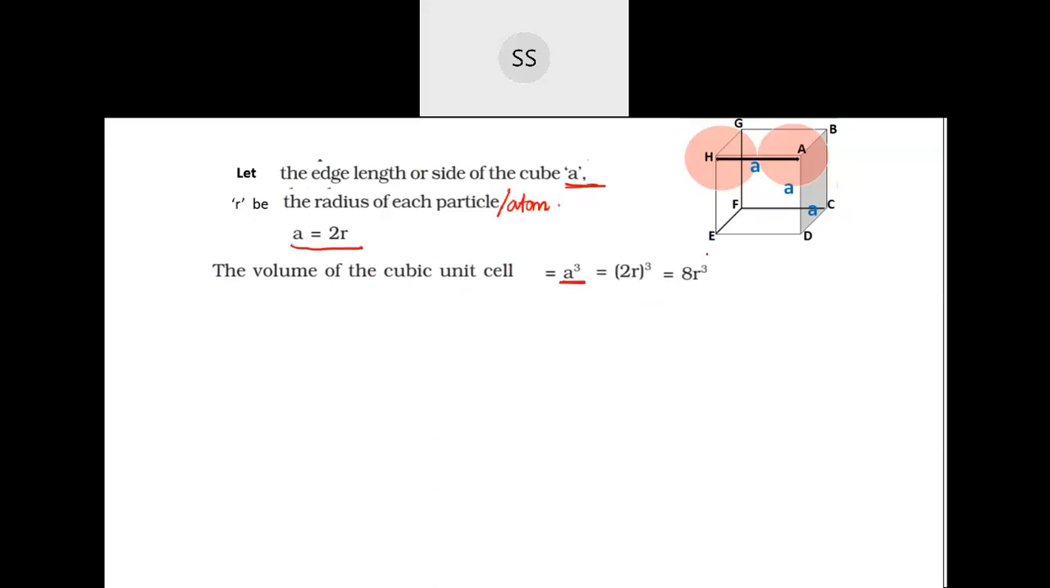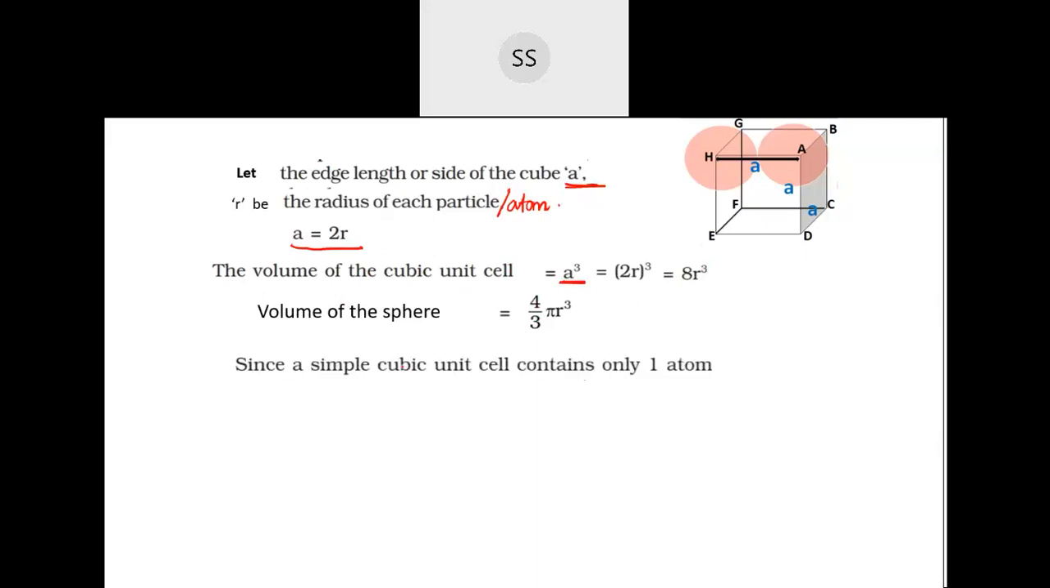Next thing is to calculate the volume of the atom. The volume of the sphere we know is 4 by 3 pi r cube. Then you will write the number of atoms present here. The simple cubic unit cell contains only one atom. So you will write volume of one atom or one sphere, which is equal to 1 into 4 by 3 pi r cube itself.